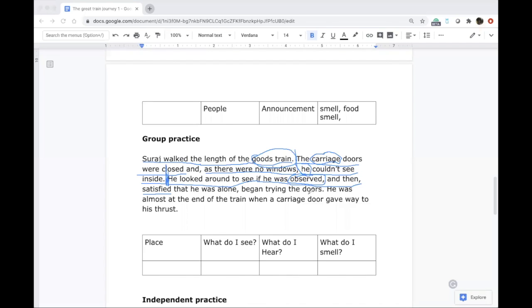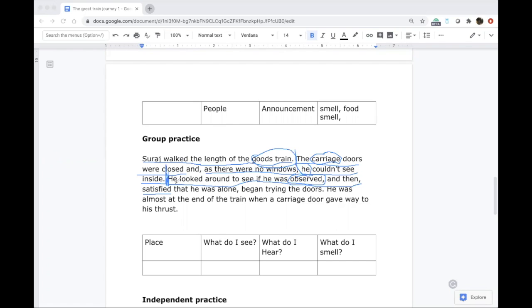Trying the doors. Full stop. That is the sentence. He looked around to see if he was observed and then, satisfied that he was alone, began trying the doors. So this is a long sentence. We will try to read the sentence by making it into different parts.